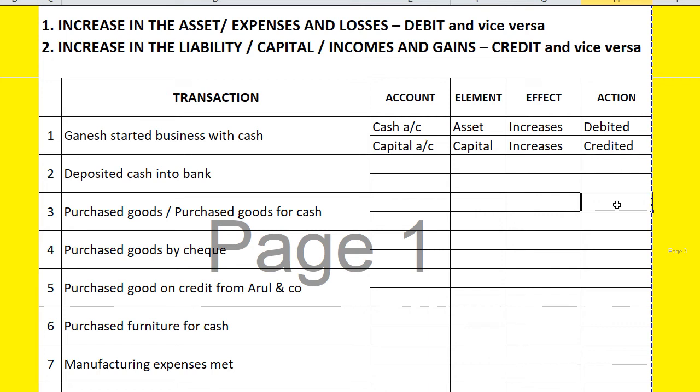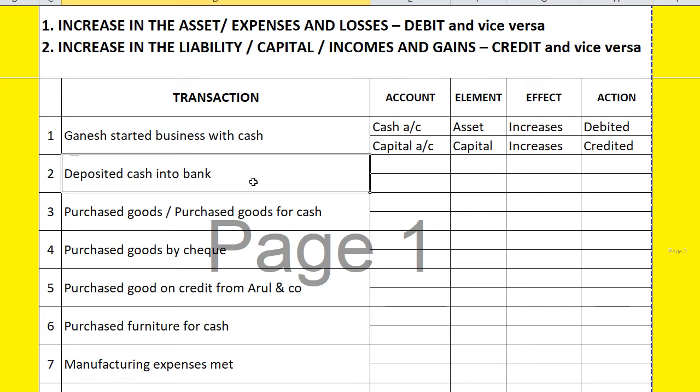Okay. So in this way, the first transaction: Ganesh started business with cash. Cash and capital are two accounts in this. Cash belongs to asset. Capital belongs to capital itself. Cash increases as well as capital increases. You may wonder, both are increases, how is one debited and one credited? Please look at the policy. Even though both are increases, they are opposite elements, so opposite results will be there. I need not explain this.